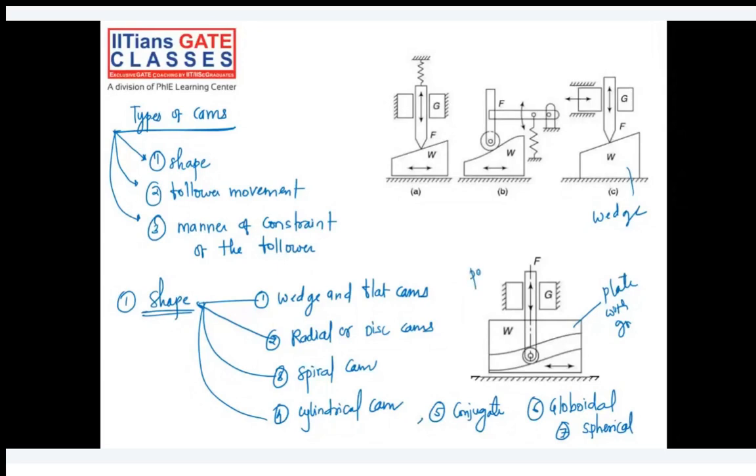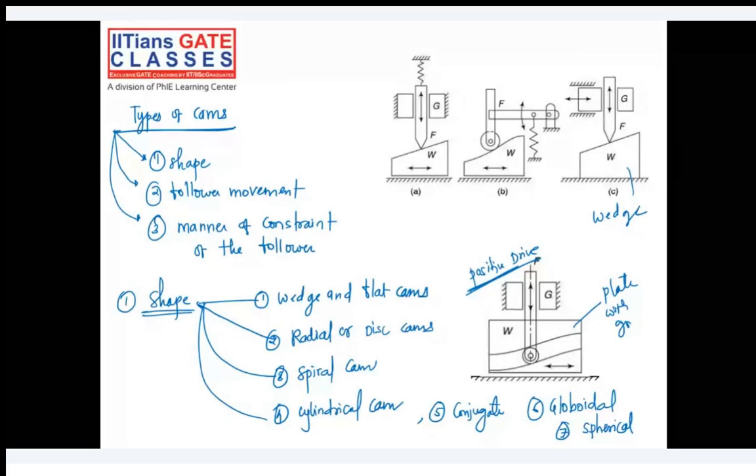What is the meaning of positive drive? If you remember, in gears also we get positive drive because there is no slipping, right? We are forcefully moving one gear by means of another gear, because of direct contact between the teeth. Same thing here: the follower is held inside the grooves made on this plate, which makes sure of a positive drive. This is a flat cam example.